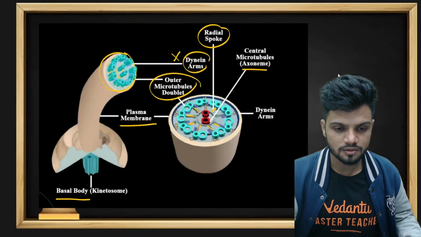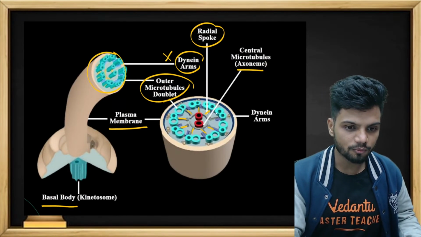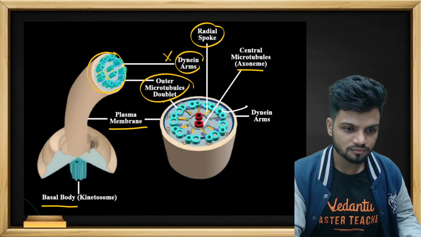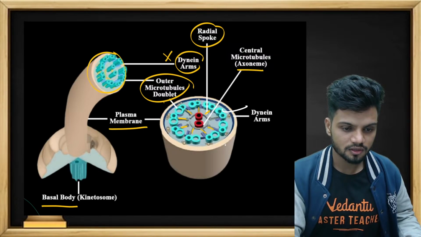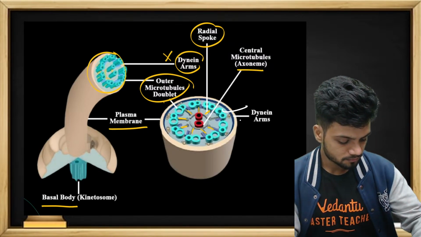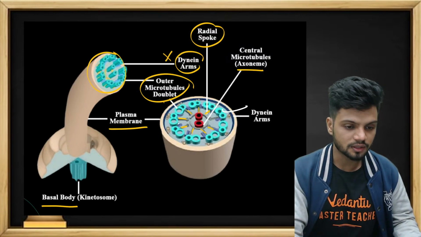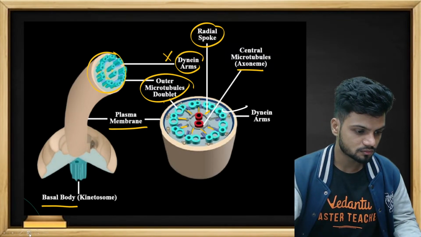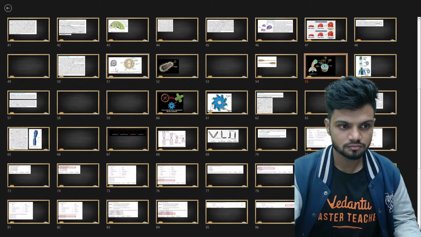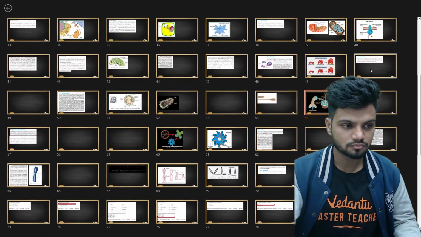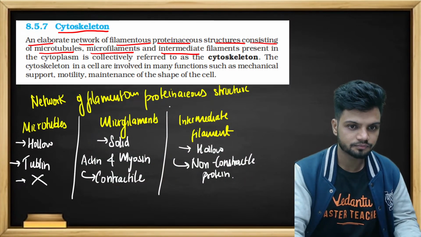I'll show you one more diagram. Microtubules. Can you see? All the microtubules which are hollow are arranged like this. They make up the skeleton of a cell. You can see they're arranged properly. Cytoskeleton. That's what is given here.